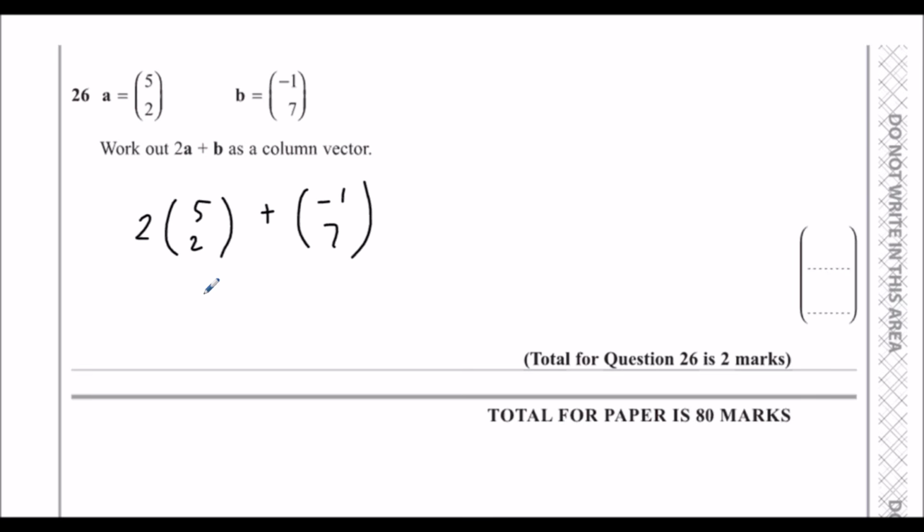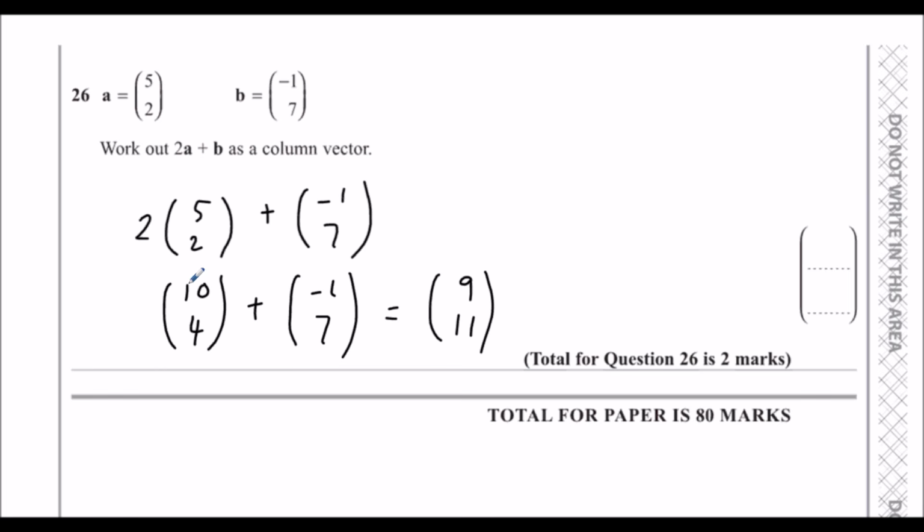2 of these will be along 10, up 4. So just doubling both the movements. And then we just add. So if we go along 10, but back 1, that's a total of along 9. If I go up 4 and up another 7, that's a total of up 11. So 10 minus 1 is 9, 4 plus 7 is 11. And we're done.